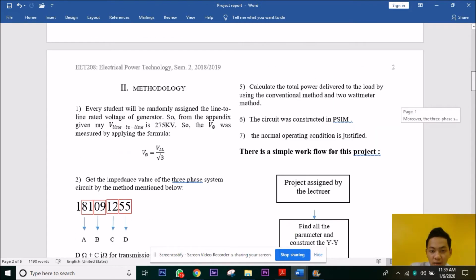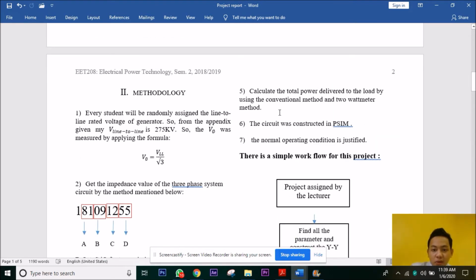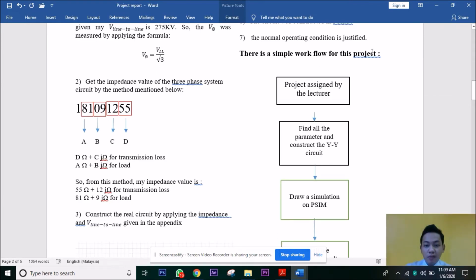And then calculate the total power delivered to the load by using the conventional method and the two-wattmeter method. And then the circuit was constructed in PC to justify my calculation, and the normal operating condition is justified. This is my simple workflow for this project.